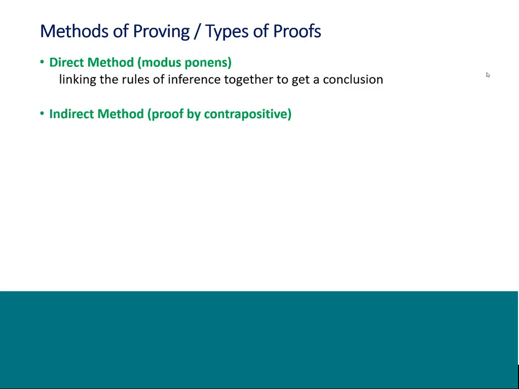Now, the second type of method is something called the indirect method. This is what your book calls it. Almost nobody else calls it this. This is also called a proof by contrapositive. So what it does is you show that some statement.